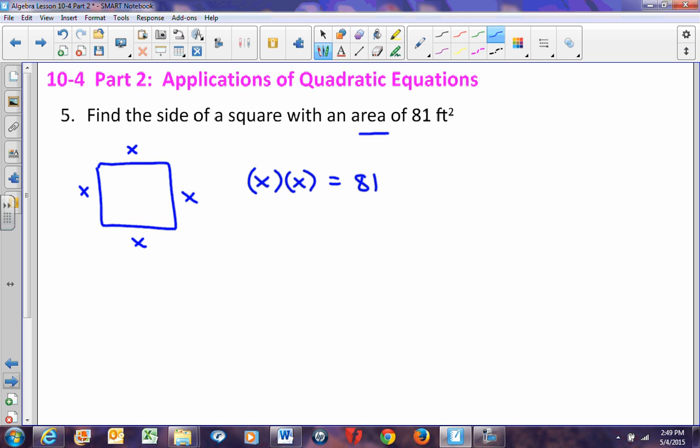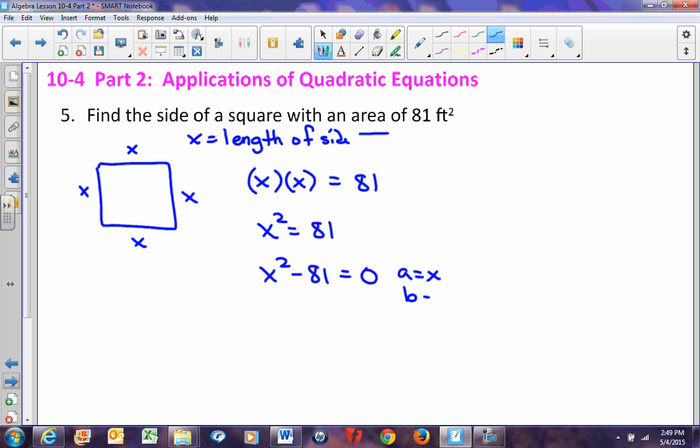Okay? Because x equals the length of one side, I always define the variable. Okay, so x squared equals 81. This is not in standard form. So subtract your 81, you get x squared minus 81 equals 0. This is the difference of perfect squares. My a term is x, and my b term is 9. So this factors to x plus 9 times x minus 9 equals 0.